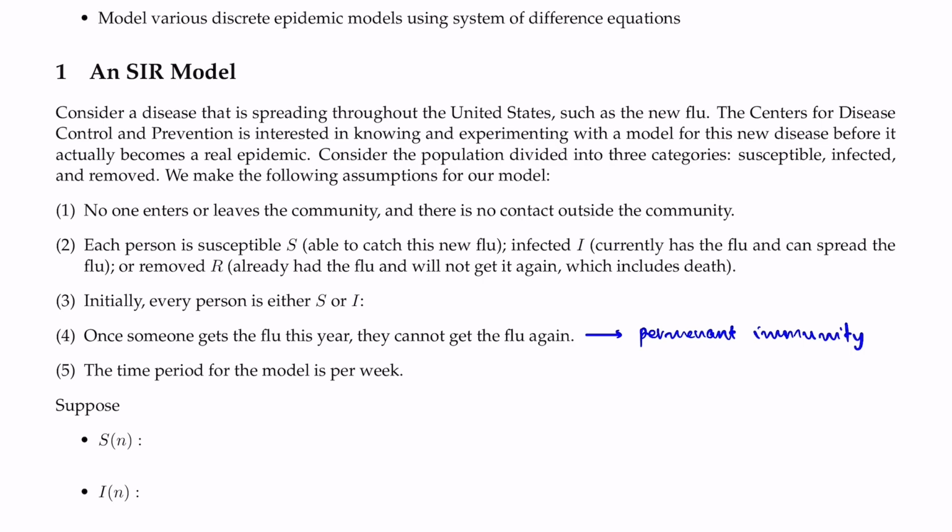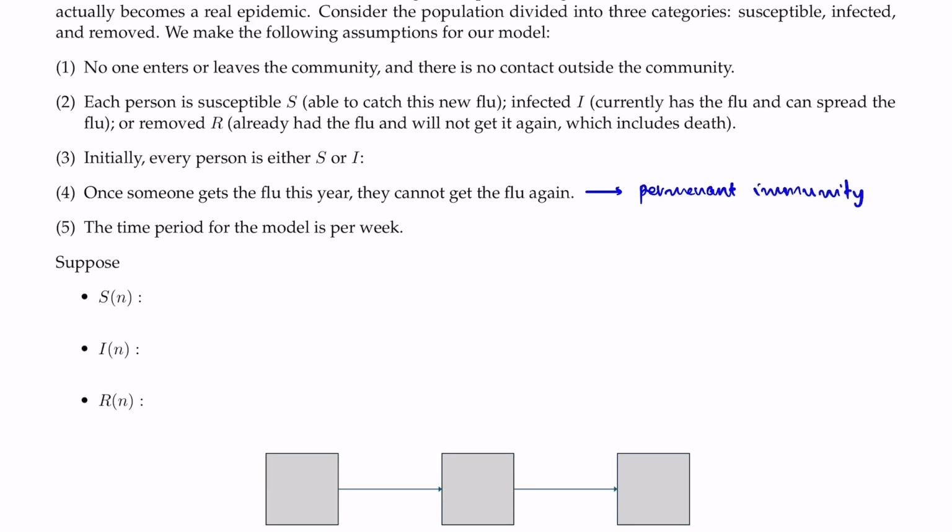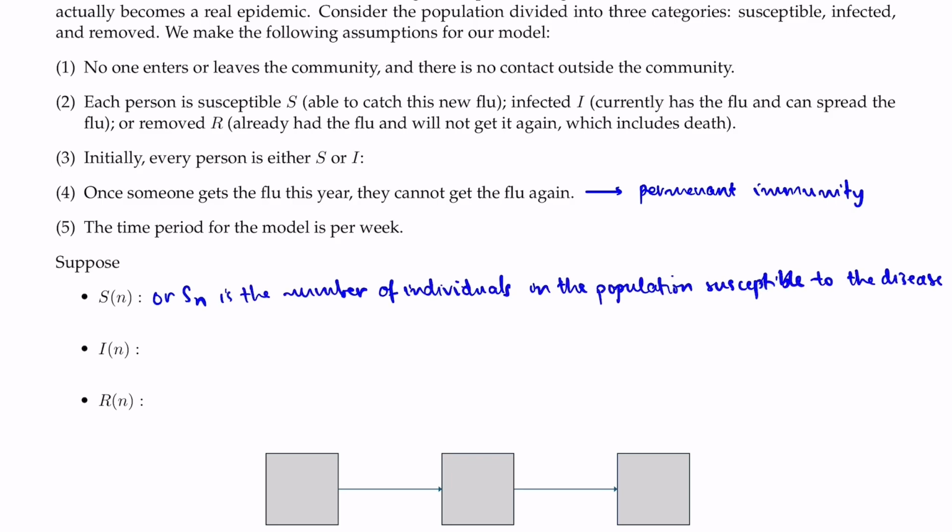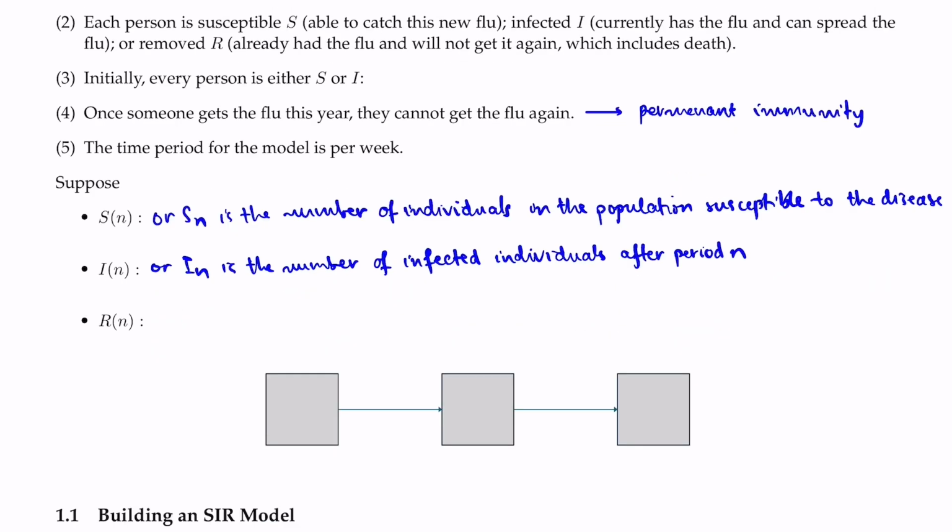Now I'm going to write out some terminology in order for us to use it a little bit later in the model. S of n, or S sub n, is the number of individuals in the population susceptible to the disease. I of n, or I sub n, is the number infected after period n. And R of n, or R sub n, is the number of individuals recovered or removed after period n.